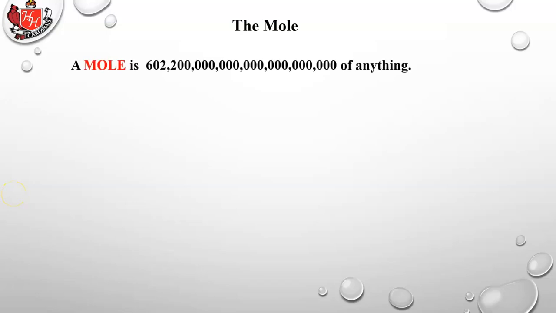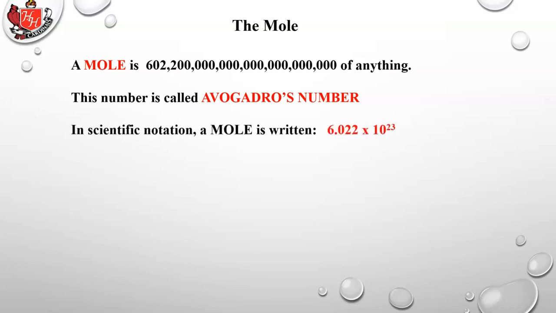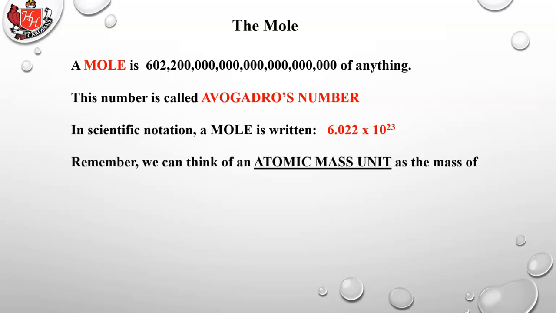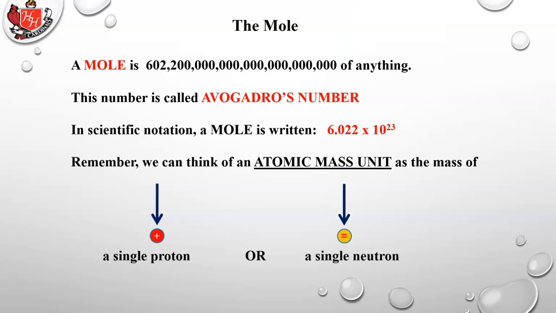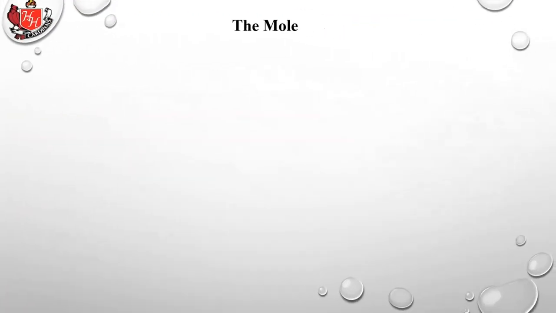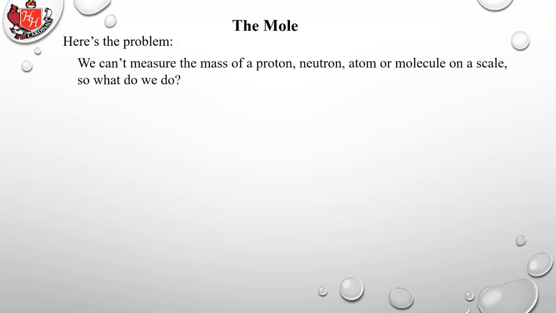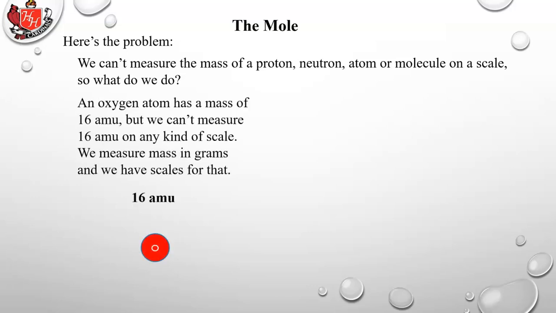A mole is that number there, and it could be of anything. This number is called Avogadro's number. In scientific notation, it is written 6.022 times 10 to the 23rd. Remember, we can think of an atomic mass unit as the mass of a single proton or a single neutron. Here's the problem. We can't measure the mass of a proton, neutron, atom, or molecule on a scale, so what do we do? Well, an oxygen atom has a mass of 16 AMU. You know that from your periodic table. But we can't measure 16 AMU on any kind of scale. We measure mass in grams, and we have scales for that.